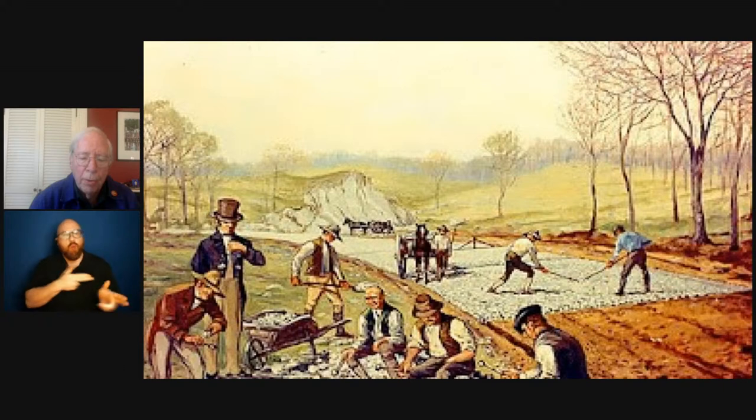A toll road between Baltimore and Cumberland led to the first federal project, the first interstate national road, which was the route that opened the West to settlers. And here we have Irish immigrants breaking stones so that they can create a surface that's unlike anything before. It's called Macadamized Road.